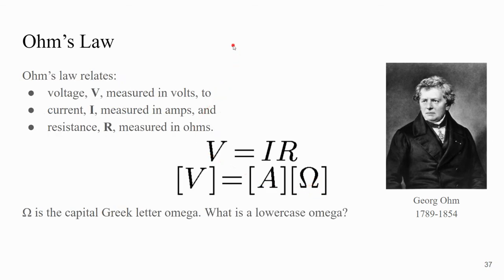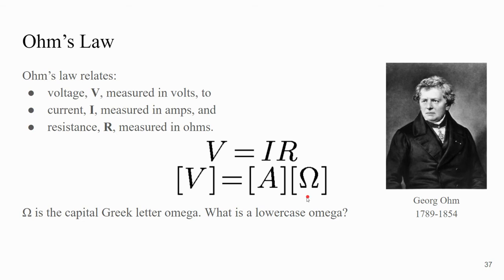So Ohm's law relates voltage, V measured in volts, to current, I measured in amps, and resistance, R measured in ohms. So V equals IR. And when you put things in brackets, that often means these are the units of the things. So V, A, and the symbol for ohms is the capital Greek letter omega, which is basically my favorite.